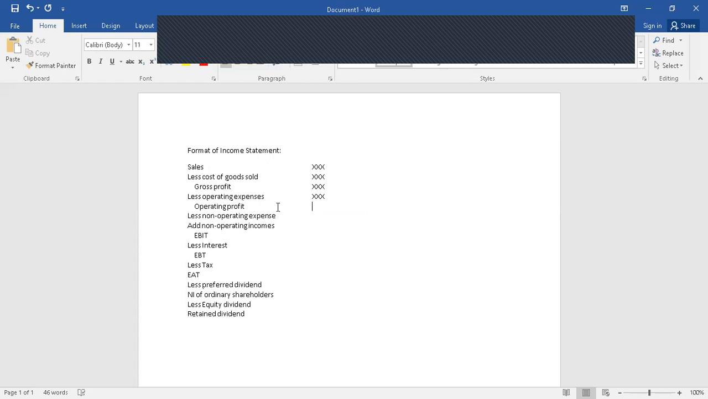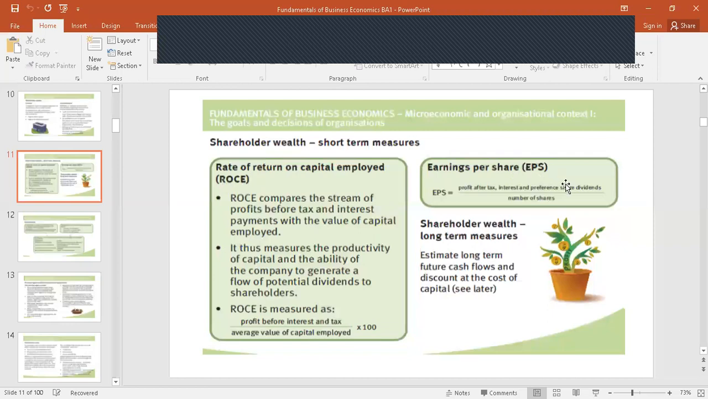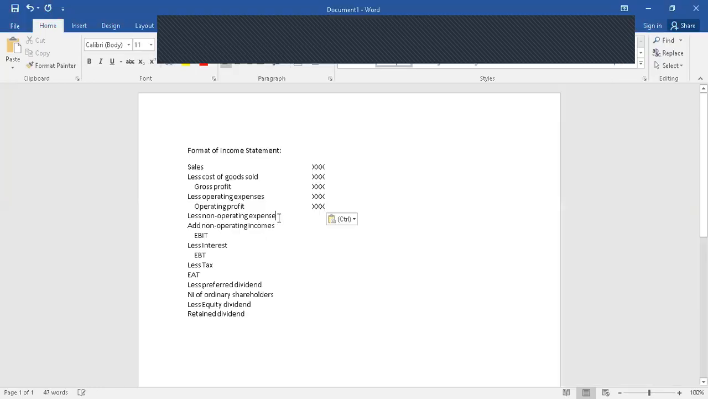Okay, if this is the format of the income statement, we see the concept of what are the earnings that are available to the shareholders: earnings per share. See, profit after tax, interest, and preferred share dividends. Do you see that? The profit that is available to all the investors is called earnings before interest and tax. Out of that, interest is distributed. Then comes the next preference, tax is distributed.